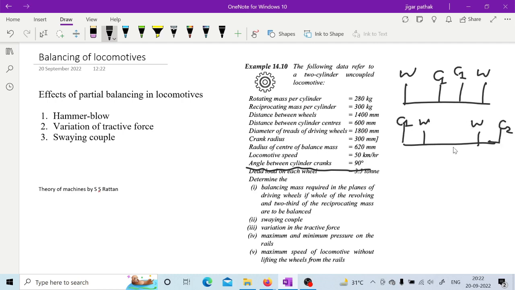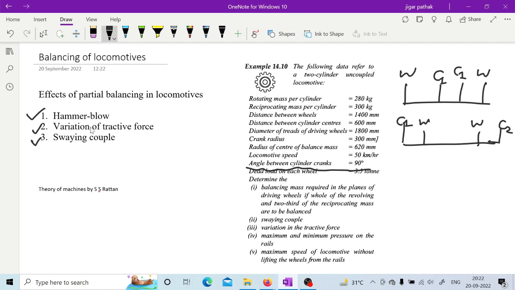And one more thing is that if a coupling rod of the locomotive is there, then the plane of coupling will also be added. So basically, in case of balancing of locomotives, you will have this unbalanced mass in different planes, and again you have to balance it. So if we go for specific things in case of locomotives, then these three are the main forces or couple you have to take care of.